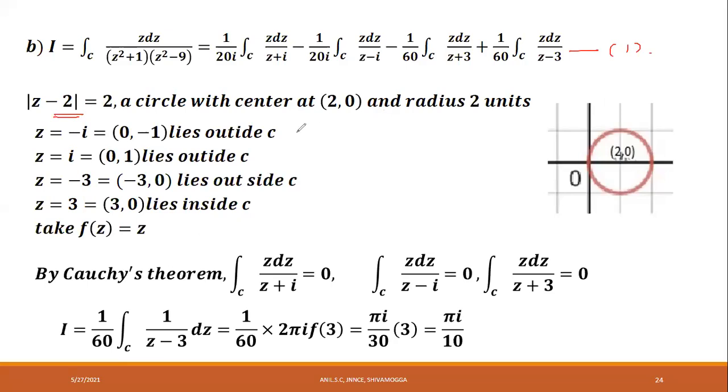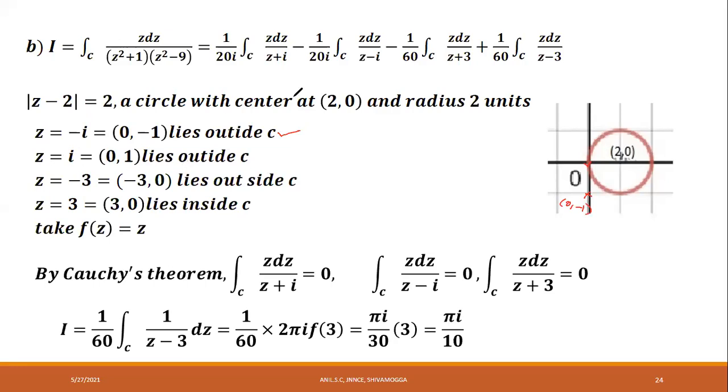Now let's mark the points. This first integral is not analytic when z plus i is equal to 0, or z is equal to minus i. z is equal to minus i means 0 comma minus 1. Locate the point 0 comma minus 1. This is 0 comma 0, and 0 comma minus 1 will be here on the y axis. Therefore, this lies outside C.